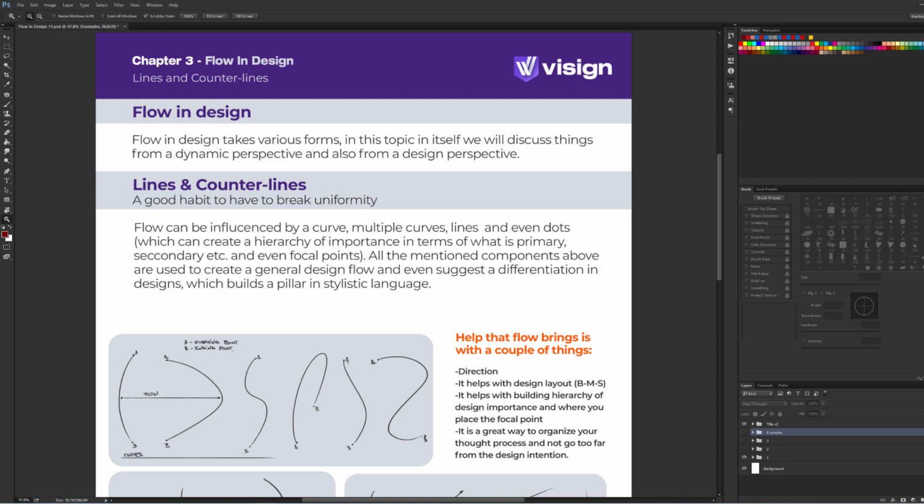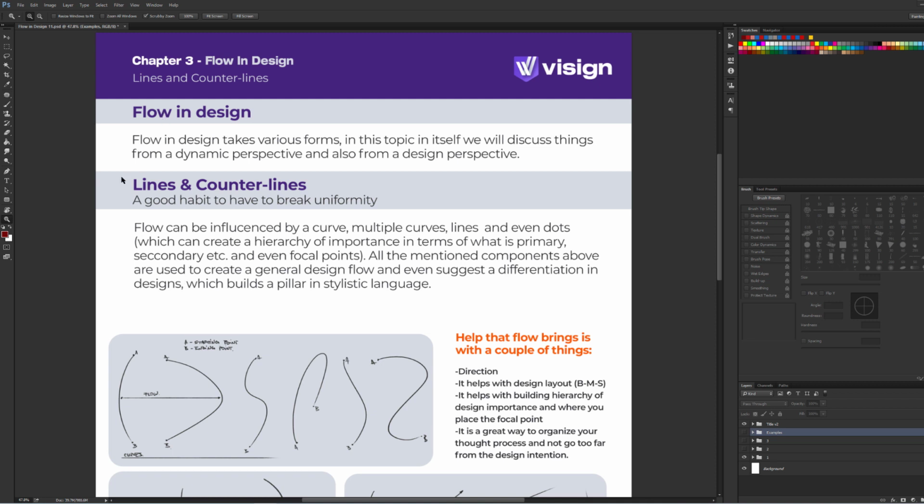This is the third chapter in our design foundations. We'll talk about what flow in design is, we'll talk about lines and counterlines and a bunch of other examples that will help you effectively understand the importance of flow in design, as well as certain habits that you can create for yourself as an artist to break uniformity whenever you're working.